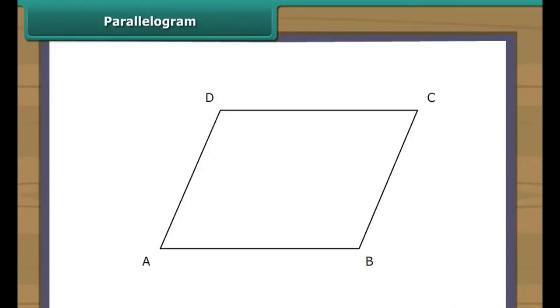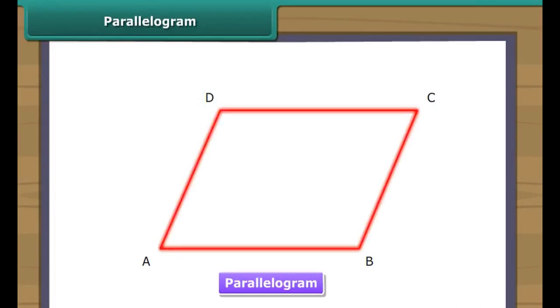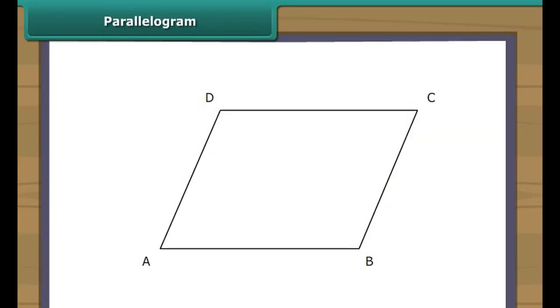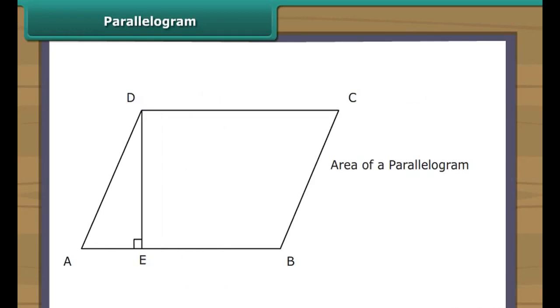Parallelogram. Students, see the following figure. Can you name the figure? It is a parallelogram. A parallelogram is a four-sided closed figure having opposite sides parallel to each other. Can we find the area of this figure? Yes, by using the formula for the area of a parallelogram. For this you require the measures of the base and the distance between the corresponding parallel sides. The area of a parallelogram is the product of its base and the distance between the parallel sides, that is, the height of the parallelogram.